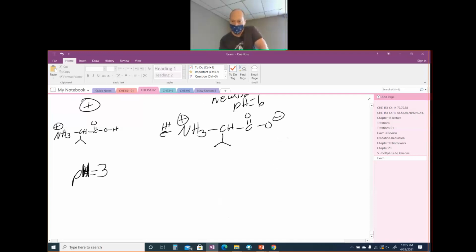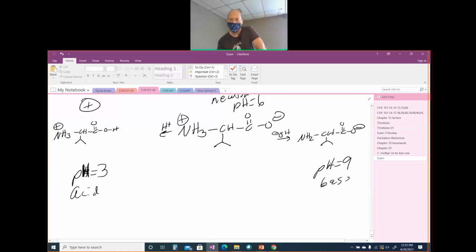In base, if we add hydroxide, OH minus, it's going to pull off the hydrogen. And the acidic hydrogen is right here on the NH3 plus. And so that's going to become NH2, and then CH, the R group, C double bond O, and O minus. And so when you are at a pH equals 9, so pH 3, this is acid. pH 9, this is base. When you put it in base, it's going to have a charge of -1.